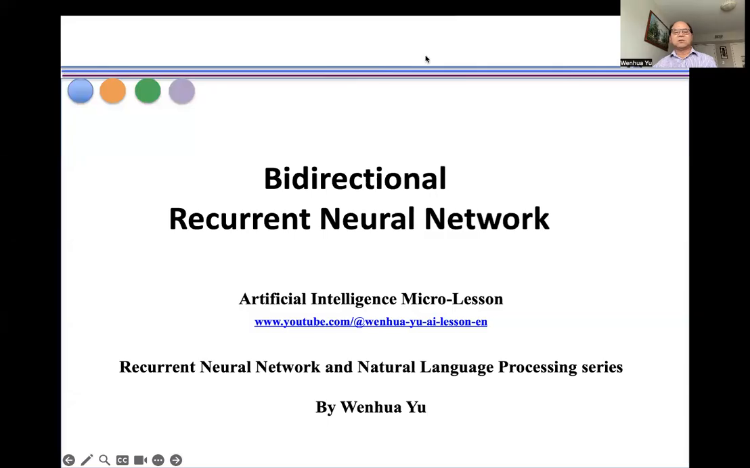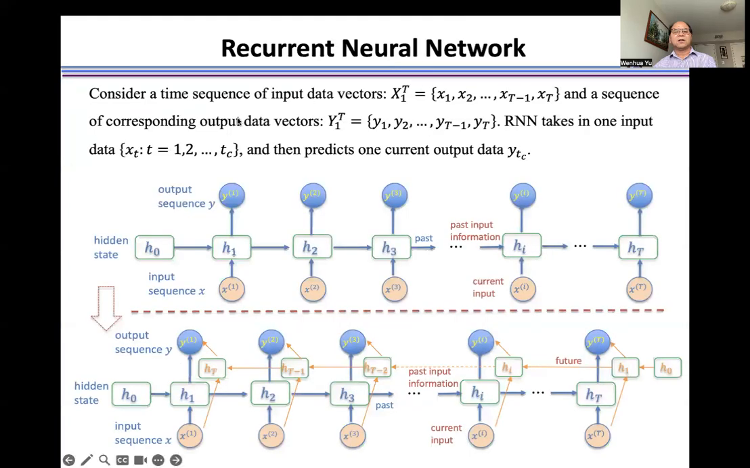In this video, I introduce a bidirectional recurrent neural network. A recurrent neural network is a sequence-to-sequence model that maps an input sequence to an output sequence. For example, to predict the current output, the model first uses a past hidden state and the current input state to update the current hidden state, and then I use the current hidden state as the input to predict the current output.